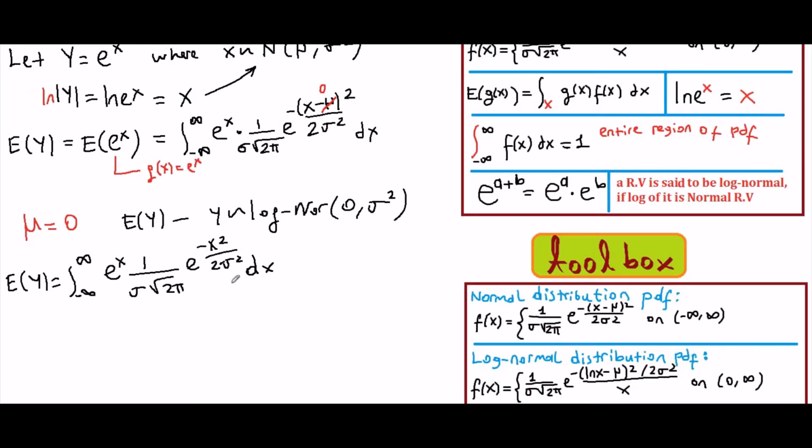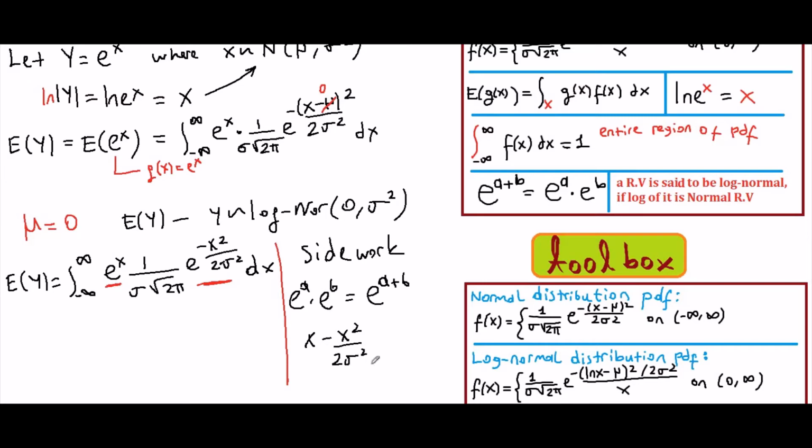Now we have this integral to compute. Using the exponential rules, we can merge e to the x times e to the negative x squared over 2 sigma squared. Let's do a side work here. e to the a times e to the b is equal to e to the a plus b. So we need to add the exponents. So our exponent here is x plus negative x squared over 2 sigma squared.